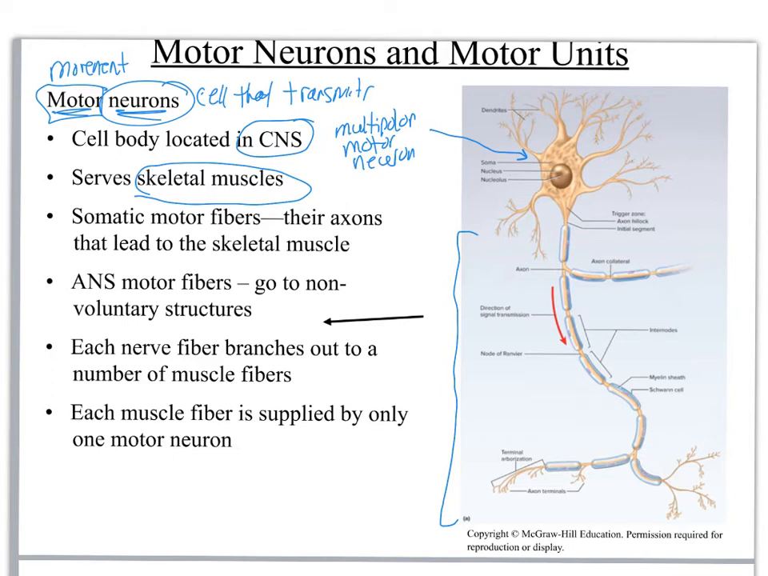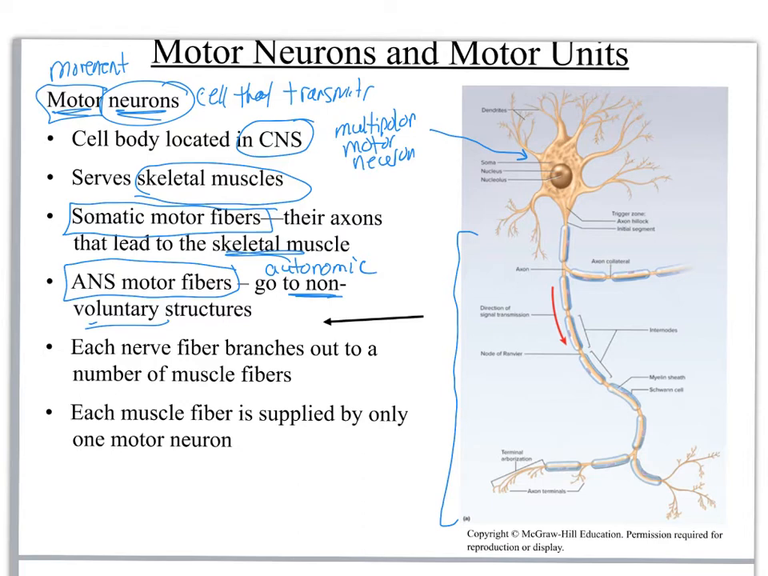If you want to divide it between skeletal muscle and involuntary muscles, then we can add another word to the name. We can call them somatic motor neurons or autonomic motor neurons, and ANS is short for the autonomic nervous system.